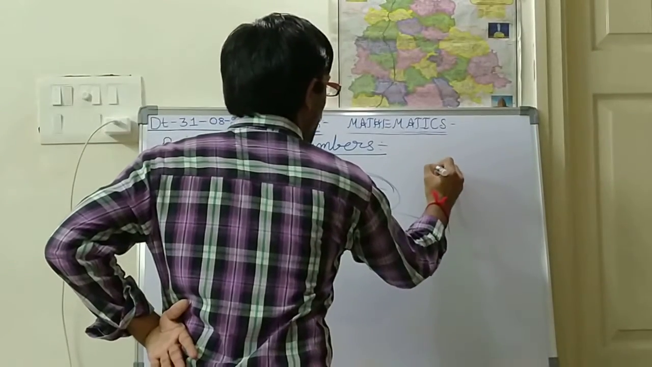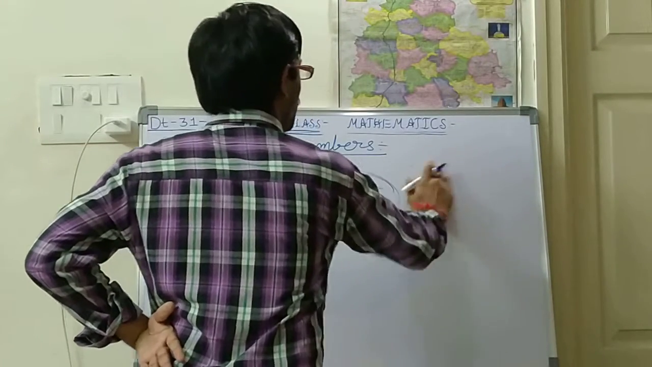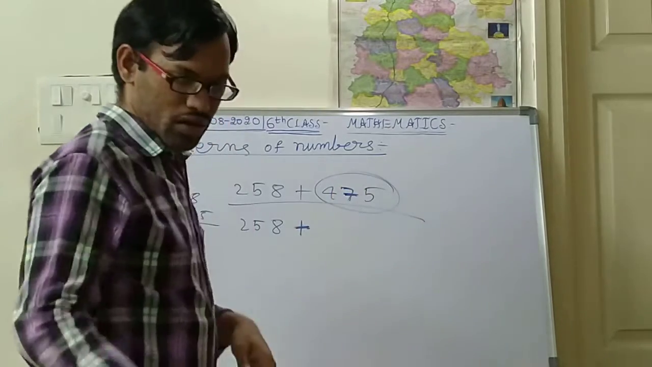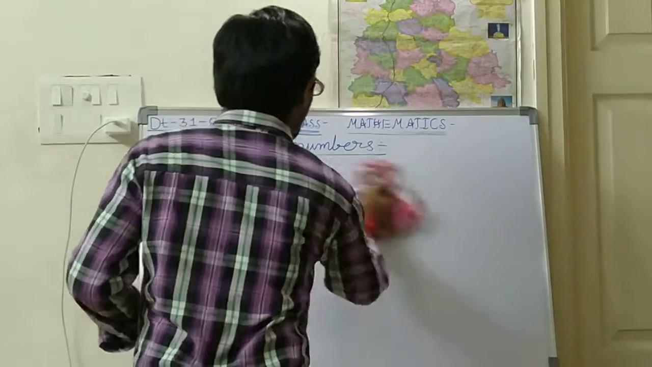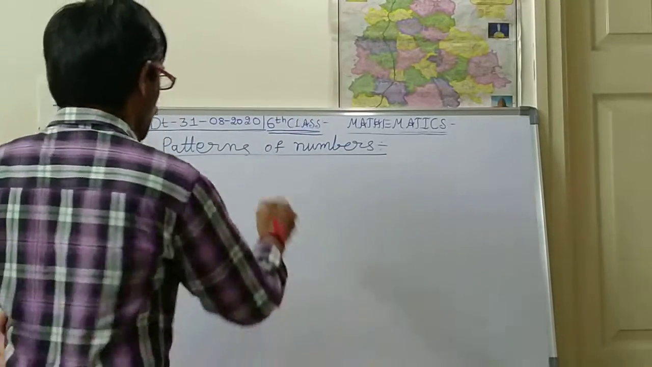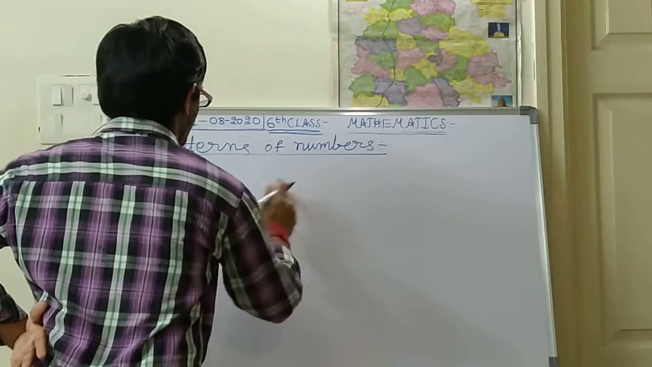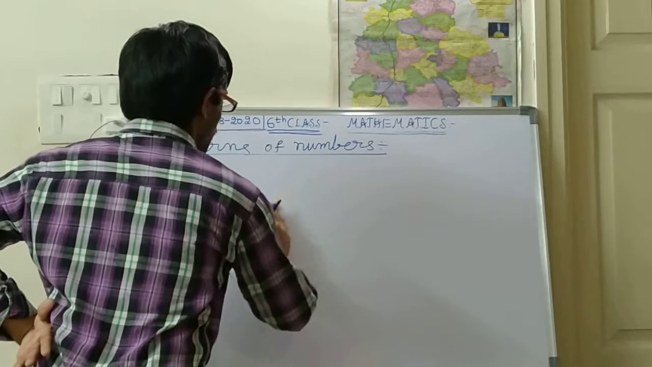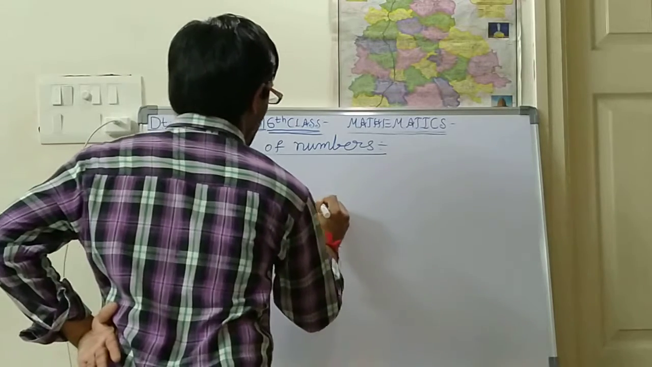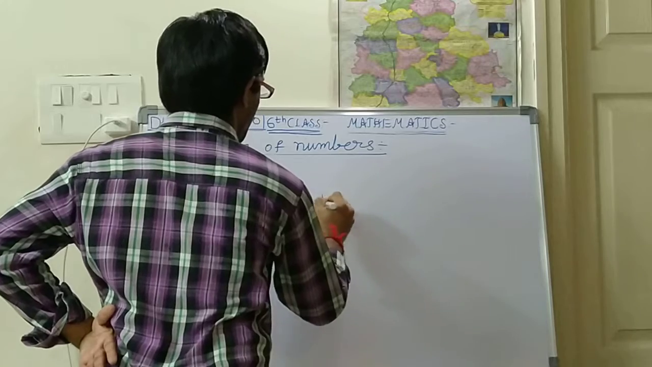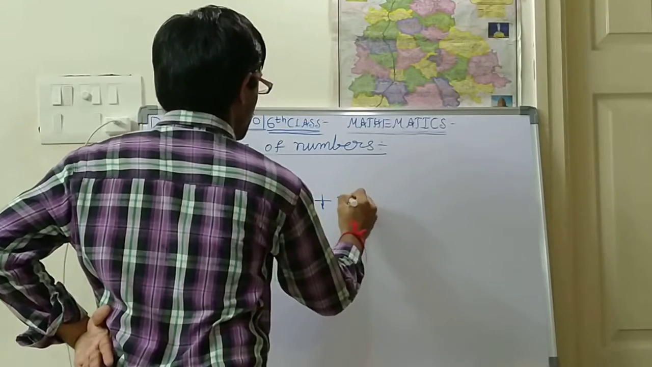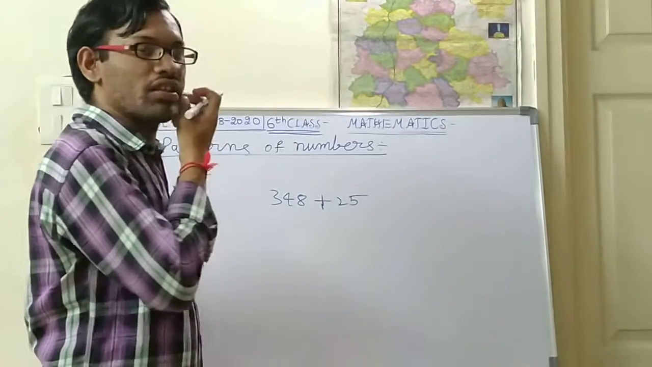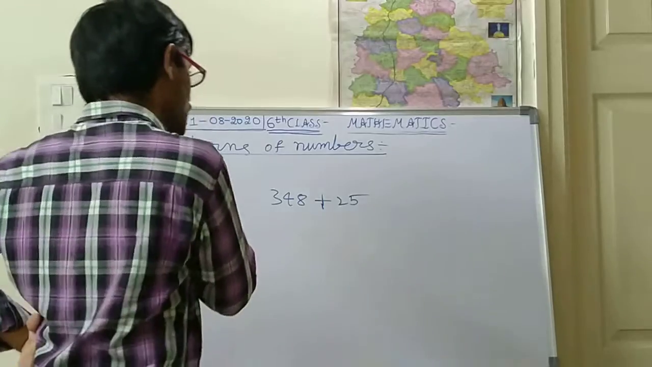Suppose 500. Okay, 475 is there now. Instead of this number, we shall say this one. Suppose 348 plus 25, is it? 348 plus 25. Directly you want to say this answer.